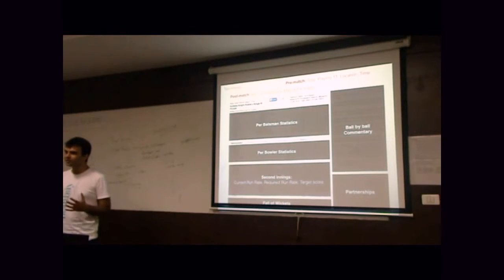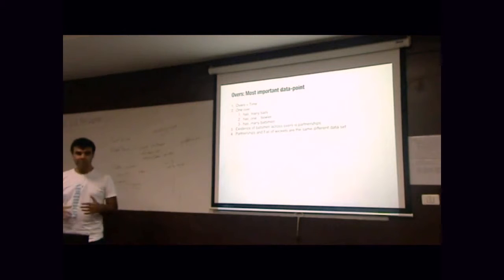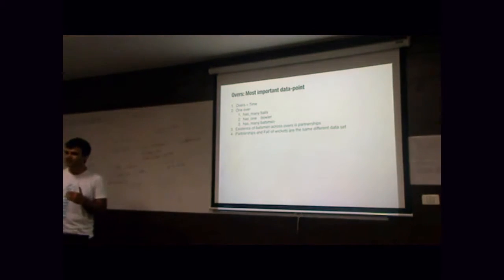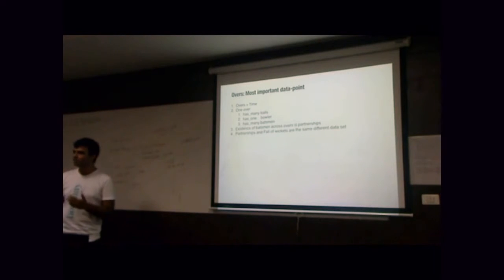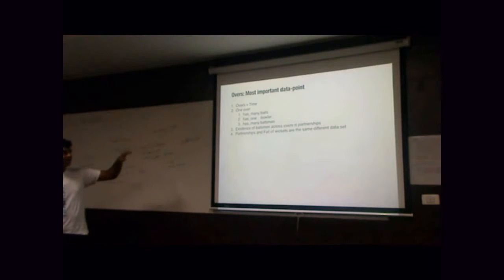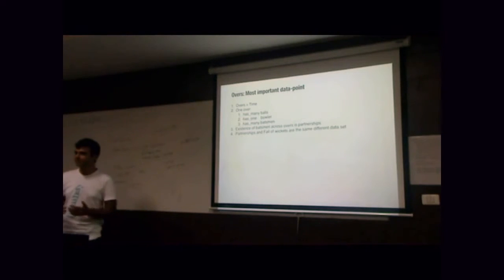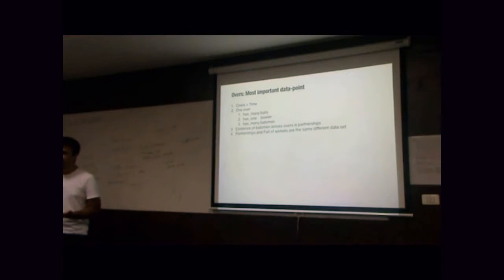And once we start looking at the data set, we start finding common dimensions out here. The most common dimension in cricket is overs. Overs is the notion of time in cricket, right? So one over has many balls, one over has one bowler, one over has many batsmen. Existence of batsmen across overs is partnerships. End of that partnership is a fall of wicket. So once we had modeled this data, now we could actually take our first step toward visualizing the data.